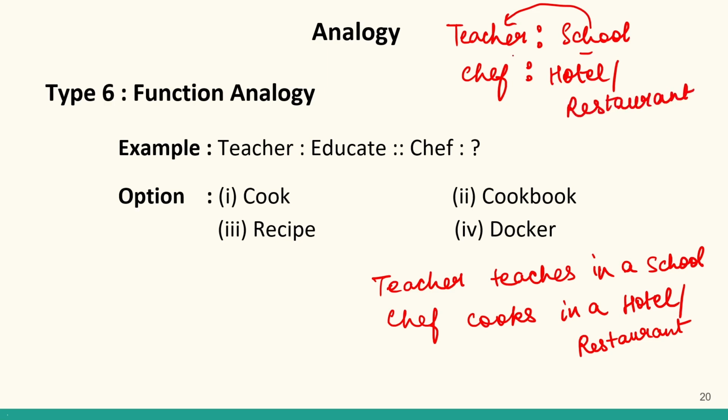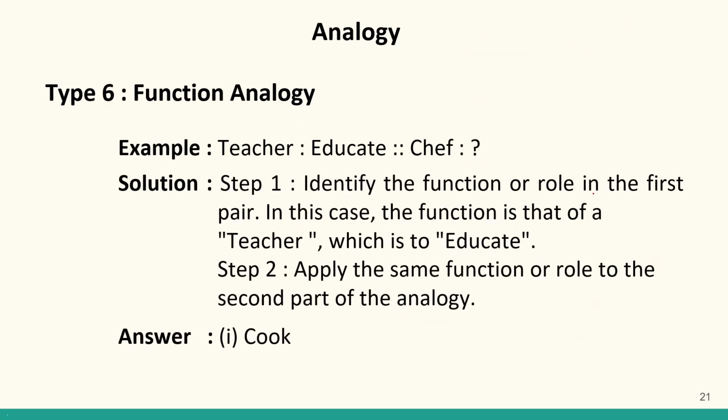So the same two words, teacher and chef, can have many different relationships between them. So it is very important to understand the exact nature of the relationship, the exact function between the first two words, and then apply the same logic to the second pair of words. This is how you deal with function analogy. Identify the function or the role in the first pair, and similarly apply the same function or role to the second pair, which is to cook.